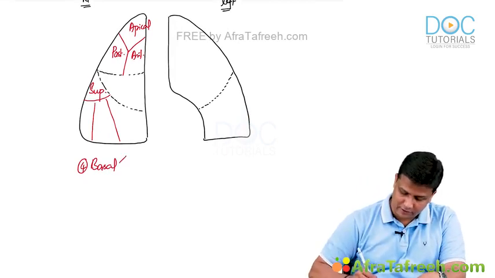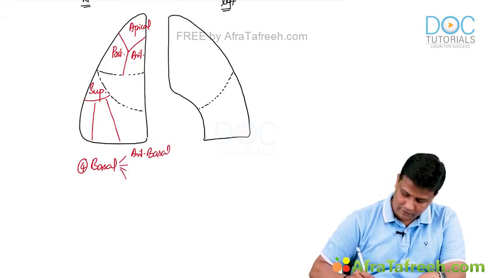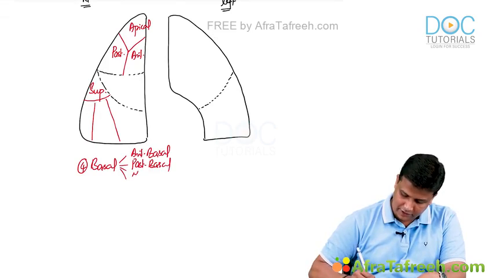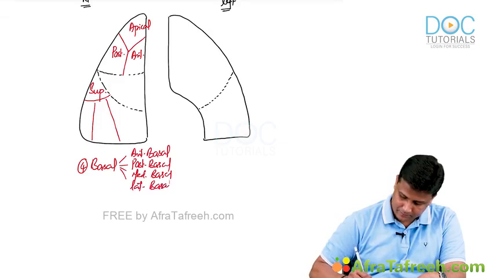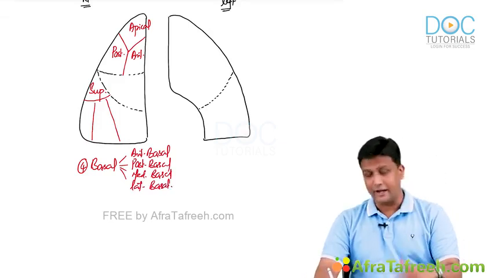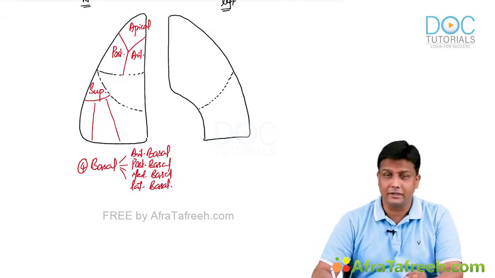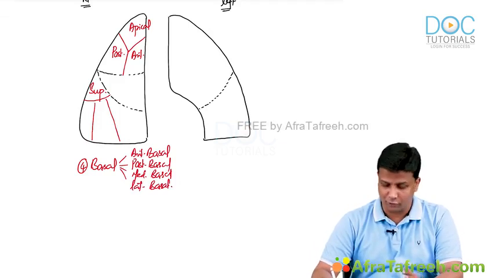Out of these 4 basal, there will be one anterior basal, and then there will be one posterior basal, and then we even have the medial basal, and my dear friends, then there will be a lateral basal one. So there will be anterior basal and the posterior basal, the medial basal and the lateral basal. There are 4 basal segments.